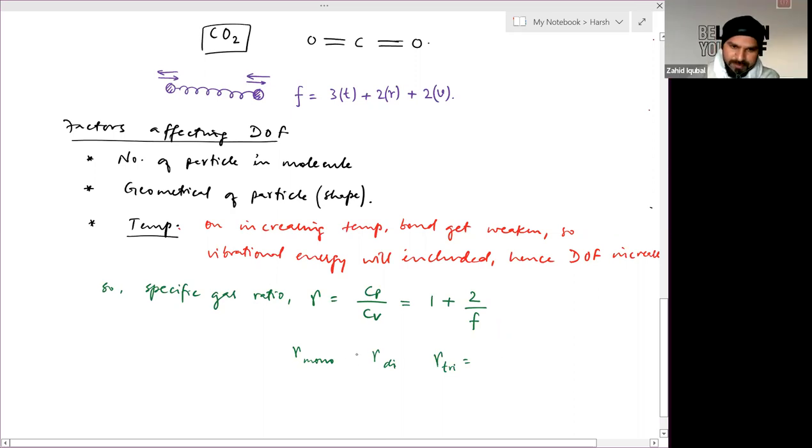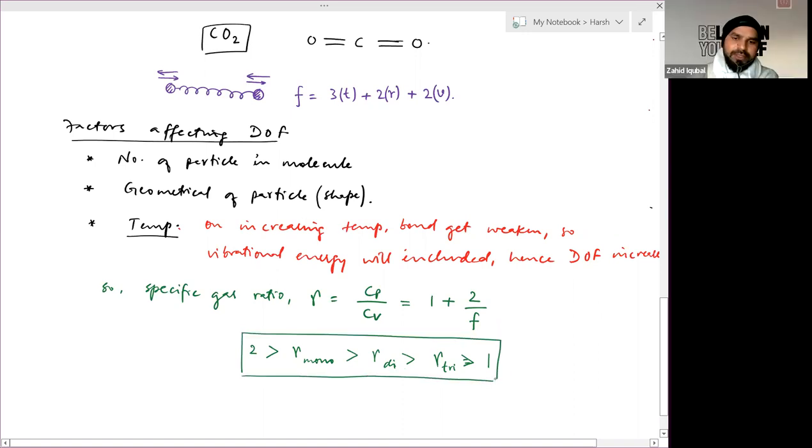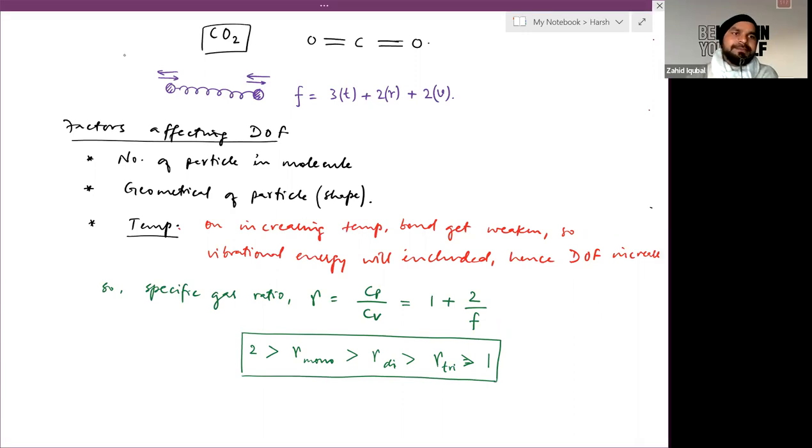So you will say monoatomic will have the maximum gamma, then diatomic and then triatomic. And it will be greater than 1, but less than 2. Only in case of one particle or one molecule we are considering. Is it clear? Yes, sir. So first write it down.